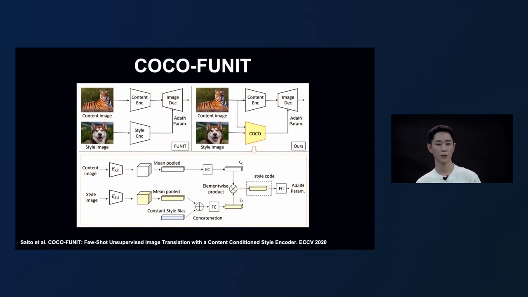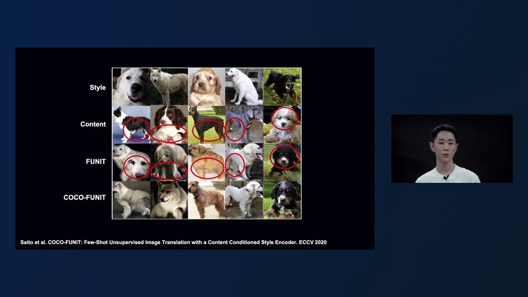And the last model I want to introduce is the CoCo FUNIT model. Unlike existing baseline models, this model receives both content and style images as input by the style encoder. If you choose a style by considering the pose or shape information of the content, you can change the style while maintaining the characteristics of the content image much more.